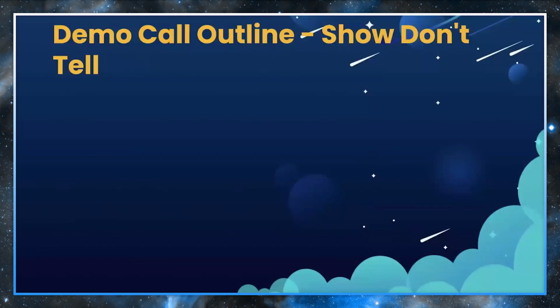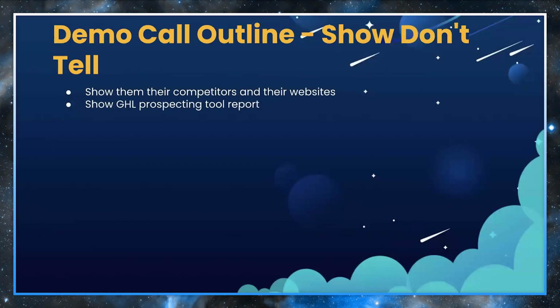So let's keep going. Show, don't tell. You want to show them their competitors and their websites. This is how I do it. I just pull up their competitors' Google reviews. I pull their competitors' websites. Who would you rather move forward with? And let me show you something else that I like to show.